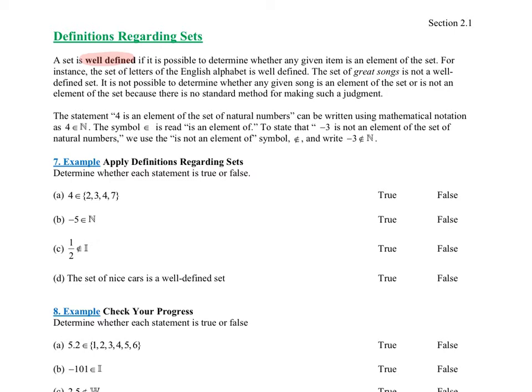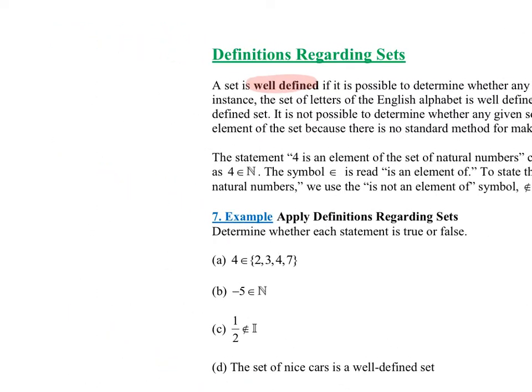Why is it not well defined? Because it's not possible to determine whether any given song is an element of the set or not an element of the set, because there's no standard method for making such a judgment. In other words, well-defined means it's clear you are in the set. Let me write this over here. Well-defined means it is clear what is in the set.